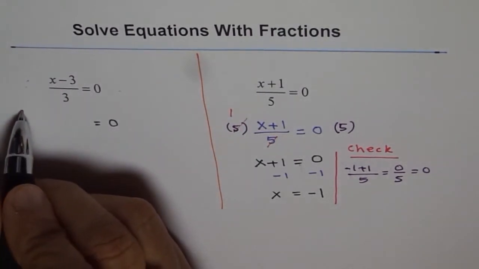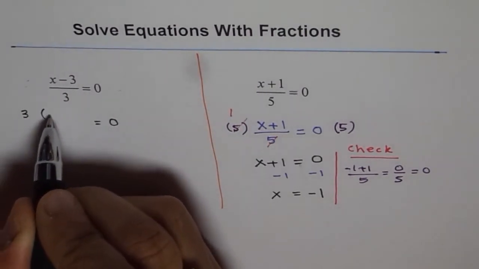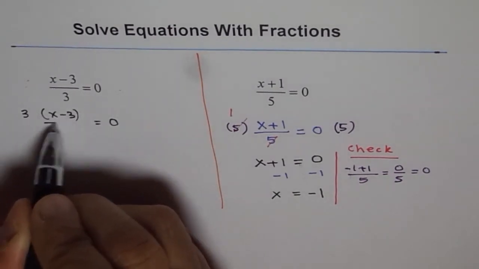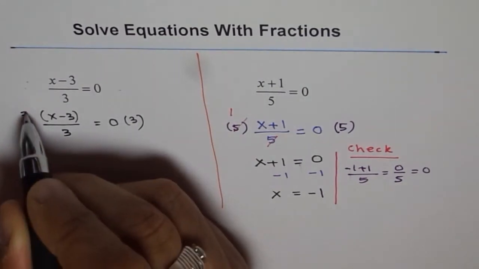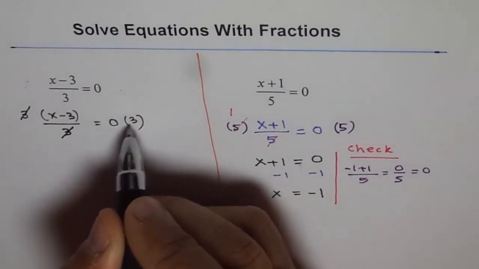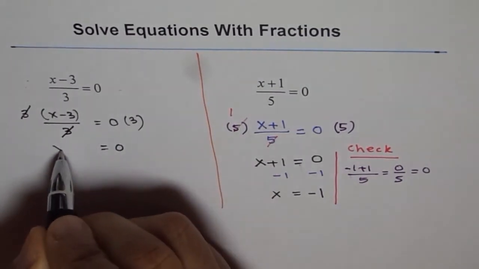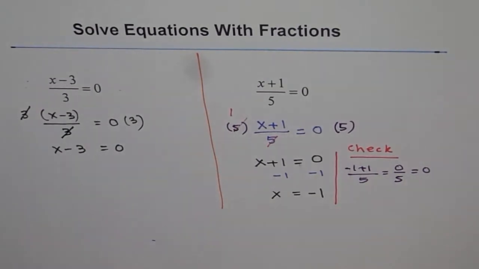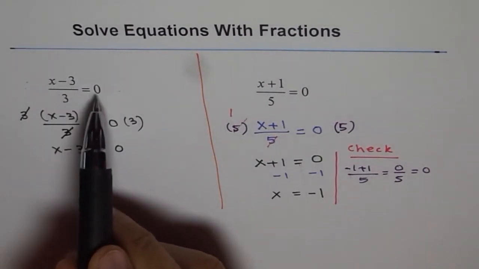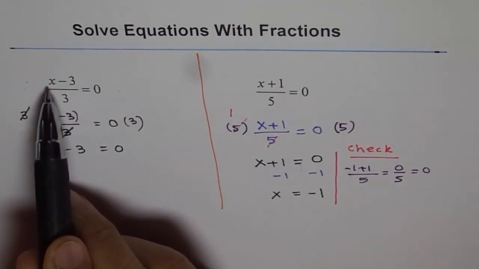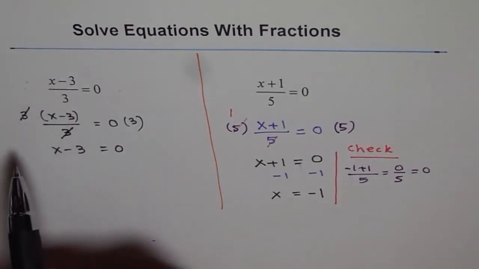Let me write it first for you. So we have x minus 3, and we had 3 here. So we multiplied by 3 on both sides. Now this 3 and 3 cancel out, and 3 times 0 is 0. So we are left with x minus 3, correct? So in fact, we could have just equated the numerator to 0. x minus 3 equals 0. And we know if x is 3, then the numerator becomes 0. So 3 is the solution.